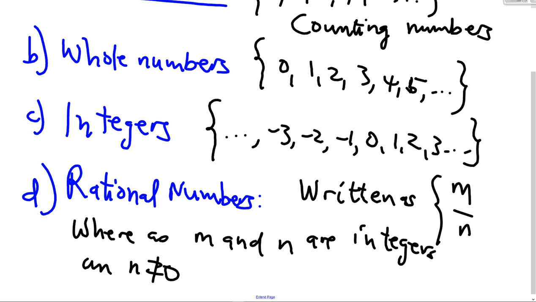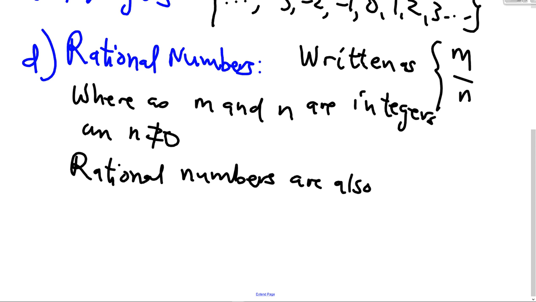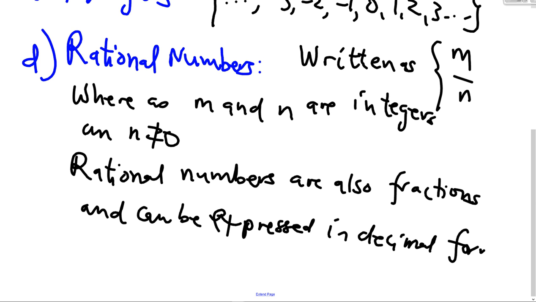In another way, we can say that rational numbers are also fractions, and can be expressed in decimal form. The rational numbers are really good for learning how fractions work. We're going to see later how you can add and subtract fractions.